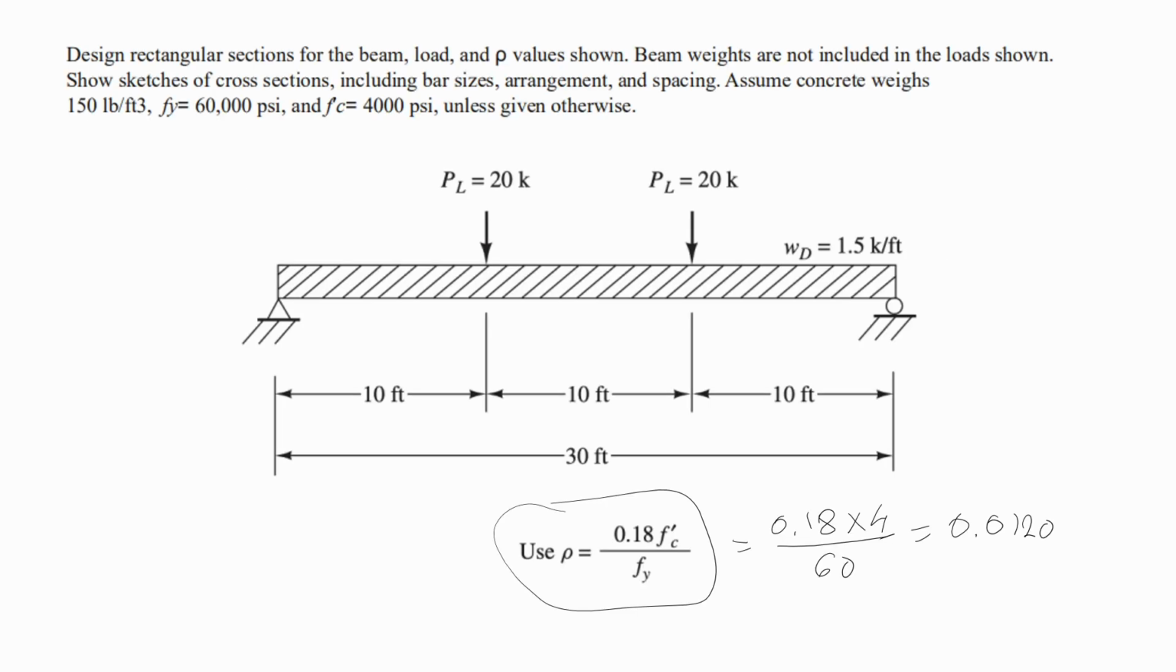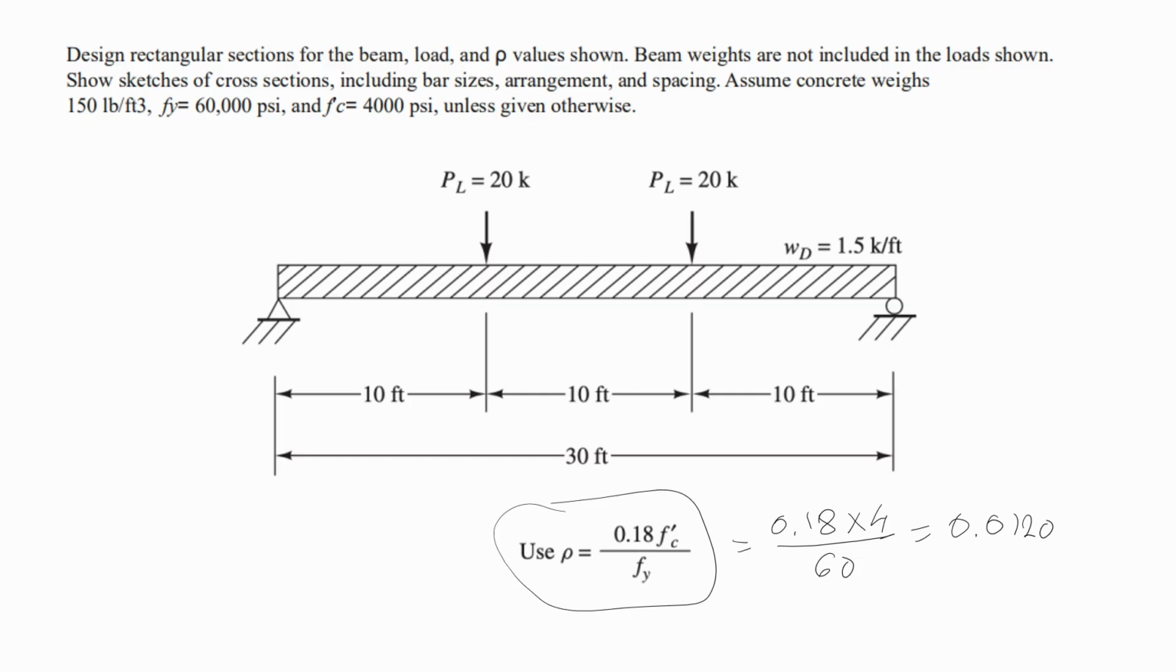I will explain now design of single cross-section using the tables. So this is the second part of chapter number 5, and I'm giving you here one example how to design rectangular sections for the beam, load, and reinforcement ratio values shown. Beam weights are not included in the load shown.